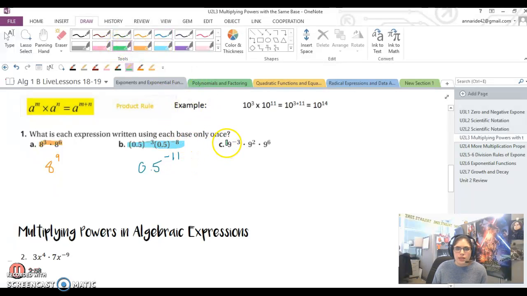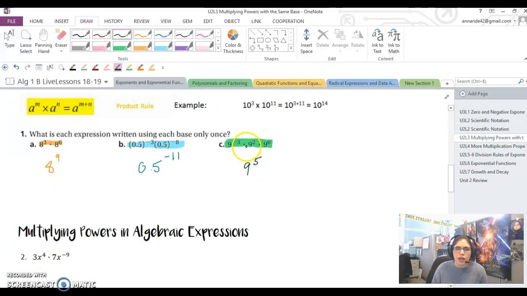And then this last one has 3 different exponents, but altogether I'm still doing the same thing. I have 9 times itself so many times, times itself so many more times. So I'm still just going to be adding all the exponents together. Some of them are negative and some of them are positive, but I still just add them all together. So 9 to the power of negative 3 times 9 to the power of 2. Well, negative 3 plus 2 gives me negative 1. Negative 1 plus 6 gives me 9 to the power of positive 5.